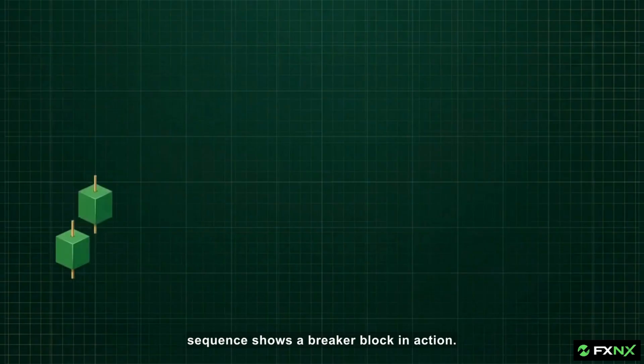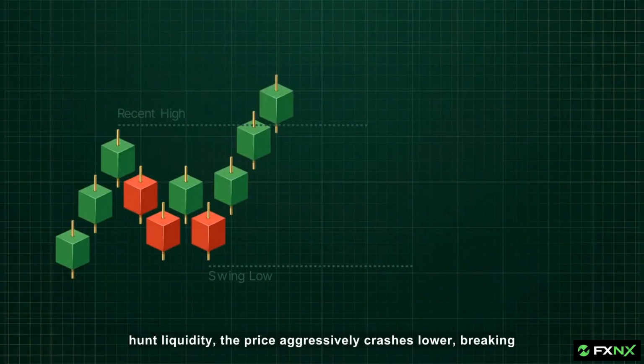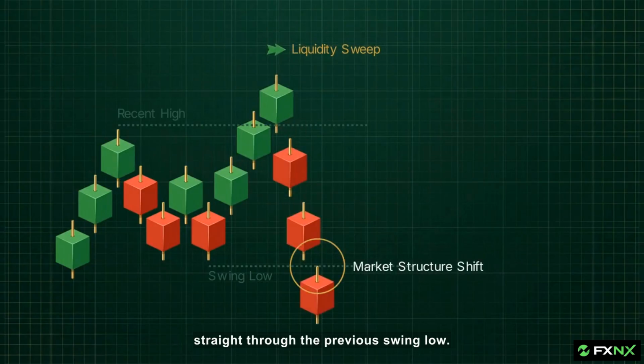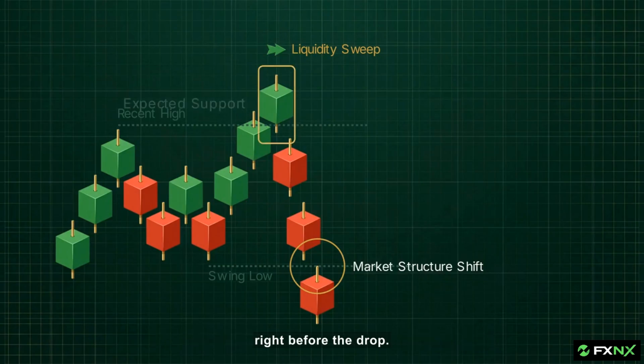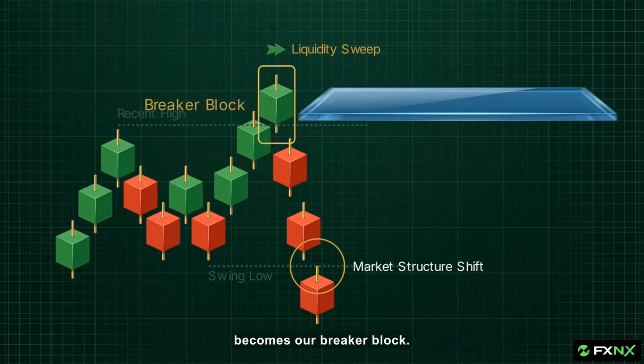This sequence shows a breaker block in action. After an uptrend sweeps a recent high to hunt liquidity, the price aggressively crashes lower, breaking straight through the previous swing low. Pay attention to that final upward closing candlestick right before the drop. Originally, traders expected it to act as support. Now that price has broken through it, it becomes our breaker block.